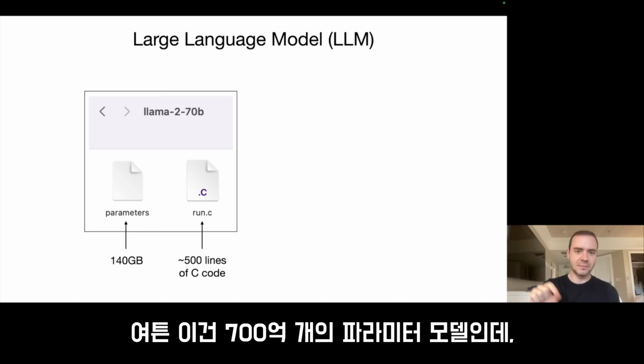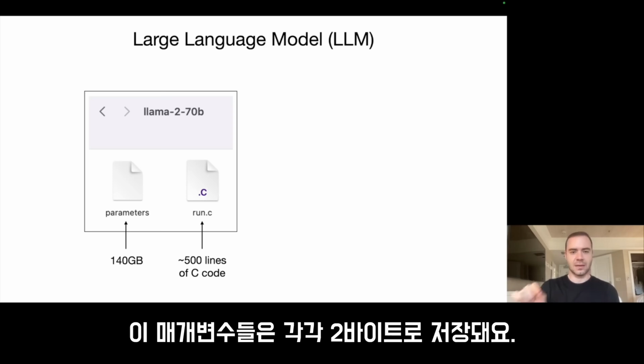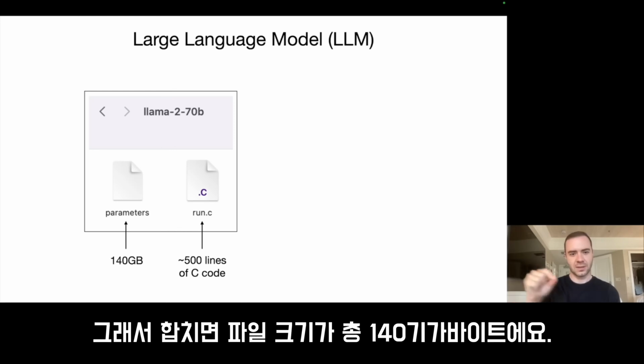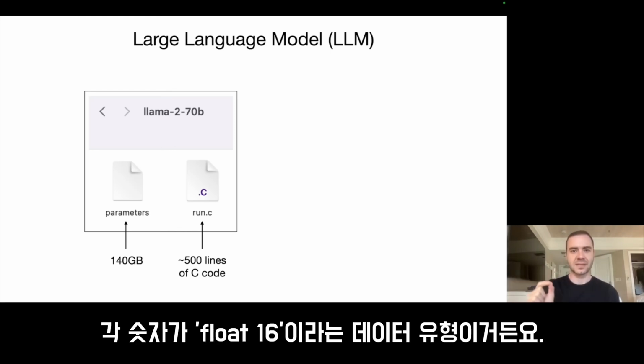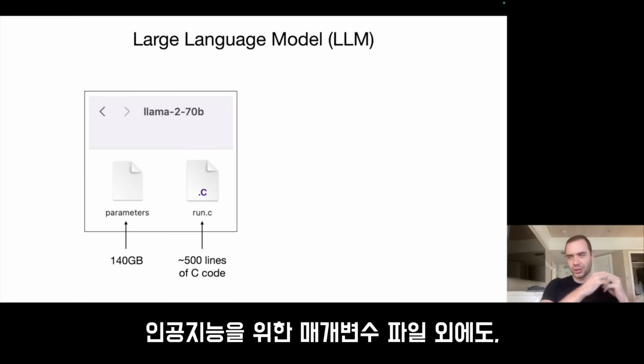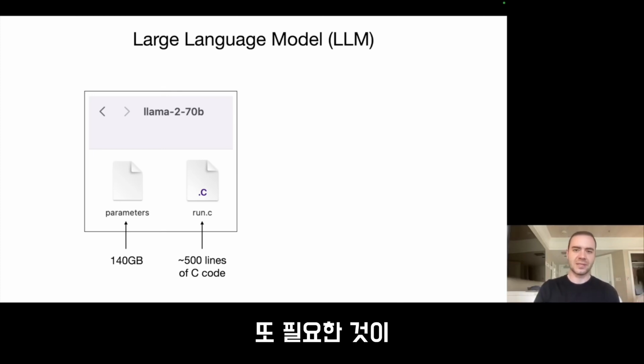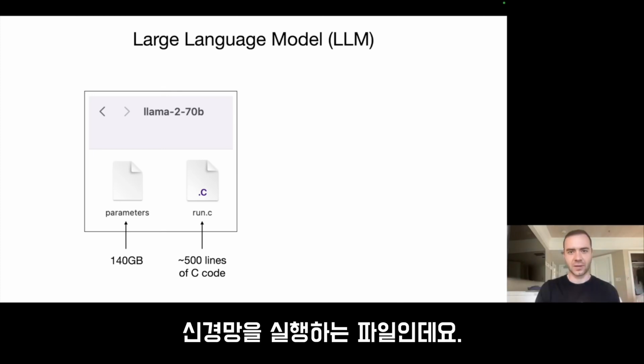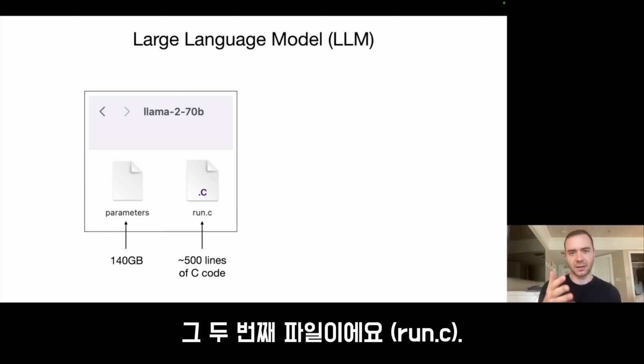Because this is a 70 billion parameter model, every one of those parameters is stored as 2 bytes, and therefore the parameters file here is 140 gigabytes. It's 2 bytes because this is a float16 number as the data type. Now, in addition to these parameters, which are just a large list of parameters for that neural network, you also need something that runs that neural network. And this piece of code is implemented in our run file.